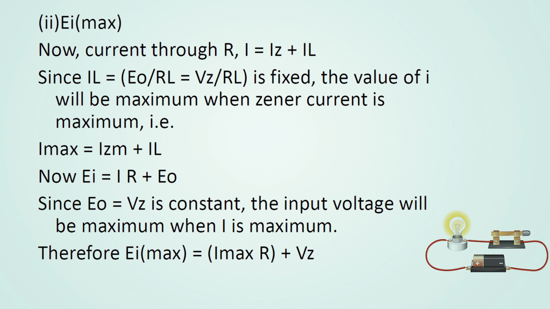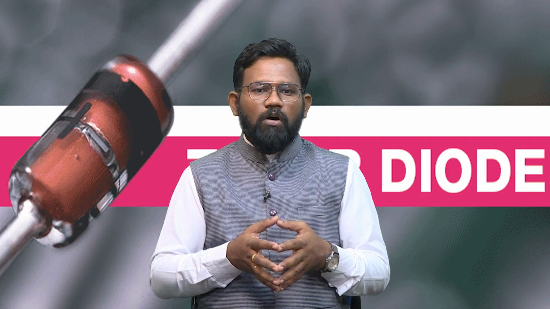From this we have obtained a limit, that is EI minimum and EI max, and the source voltage should lie between these values when the load resistance is kept constant. By keeping the value of EI within this limit, we can ensure that the Zener diode remains in the on condition.